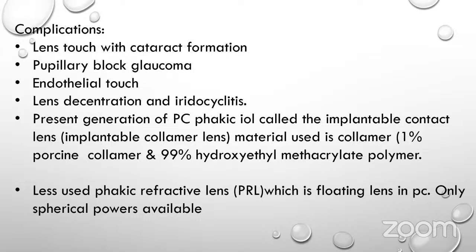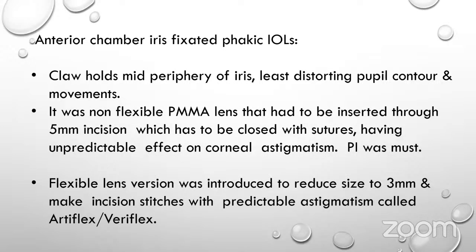The present generation of PC phakic IOL is called the implantable contact lens, which is the implantable Collamer lens. The material used is Collamer, 1% porcine collagen and 99% hydroxyethyl methacrylate. The less used phakic refractive lens is a floating lens in the PC. These are only designed for spherical powers, not available in cylinders.